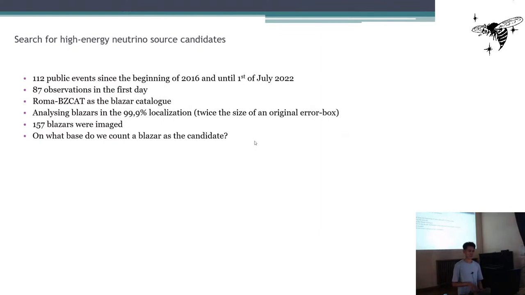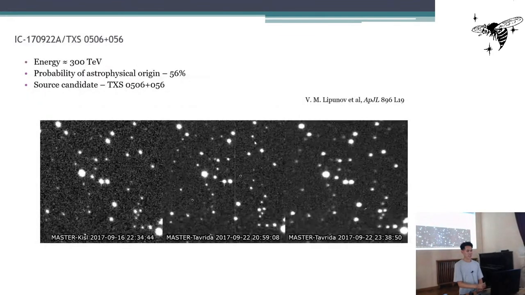However, we have to ask a question. On what basis do we count a blazar as a candidate source? To answer this, let us turn to the two most likely sources of neutrinos, blazar TXS 0506 and blazar PKS 0735+178. Blazar TXS 0506 is a candidate source of IceCube-170922A. Probability of astrophysical origin 56%. And on the bottom of the slide, you can see 3 frames.